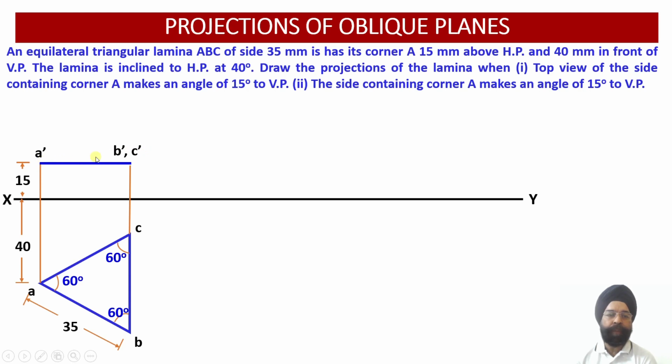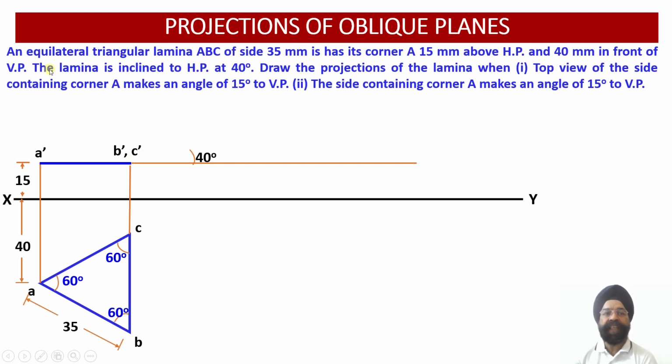Now we are going to measure this edge length over here, and for all practical purposes, corner A will be resting always, in all the three situations, 15 millimeter above the XY line. Similarly, this corner A will be resting in front of VP by 40 millimeter. So one locus line we have to draw over here up to 15 millimeter. Similarly, for point A, we have to draw another locus line. That point A will always rest on the locus line which will be 40 millimeter in front of the vertical plane. So just see, one locus line we have drawn over here.